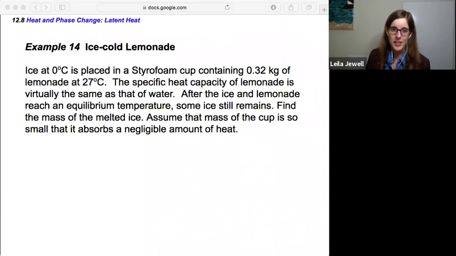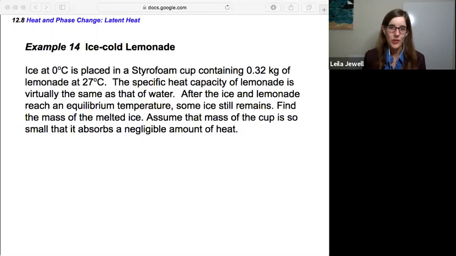Let's look at an example of this. So example 14, ice cold lemonade. That sounds good. Ice at 0 degrees Celsius is placed in a styrofoam cup containing 0.32 kilograms of lemonade at 27 degrees Celsius. The specific heat capacity of lemonade is virtually the same as that of water. After the ice and lemonade reach an equilibrium temperature, some ice still remains. Find the mass of the melted ice. Assume the mass of the cup is so small it absorbs a negligible amount of heat.